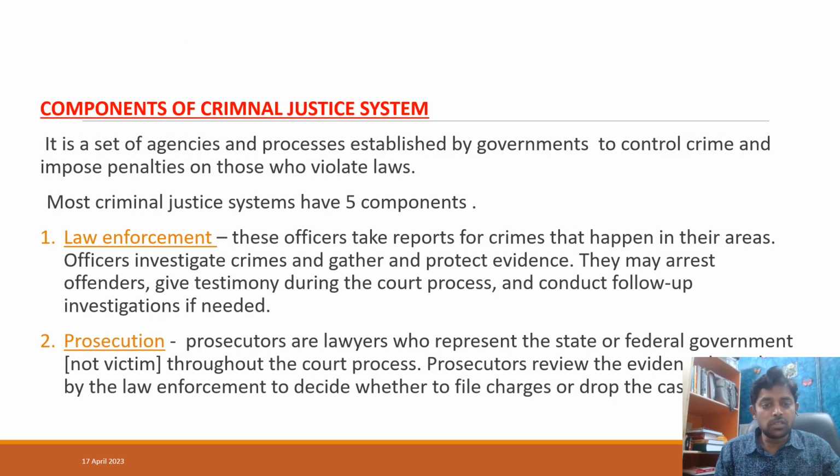Components of the criminal justice system. It is a set of agencies and processes established by governments to control crime and impose penalties on those who violate laws. The major criminal justice system have five components: law enforcement, prosecution. Law enforcement, these officers take reports for crimes that happen in their areas. Officers investigate crimes and gather and protect evidence. They may arrest offenders, give testimony during the court process, and conduct follow-up investigations if needed.